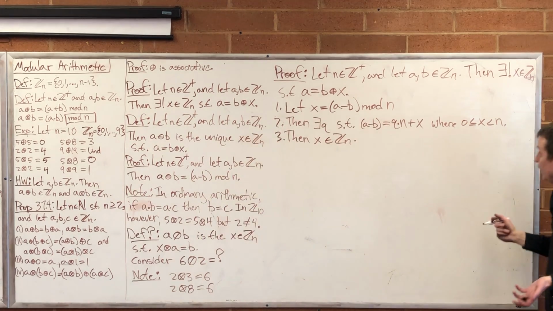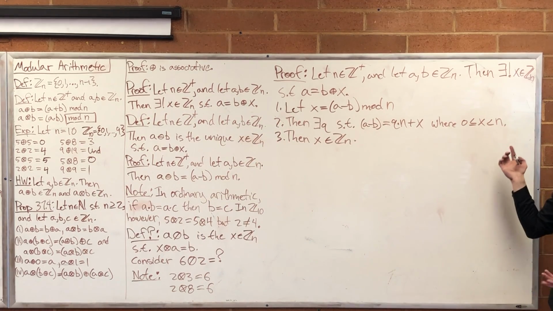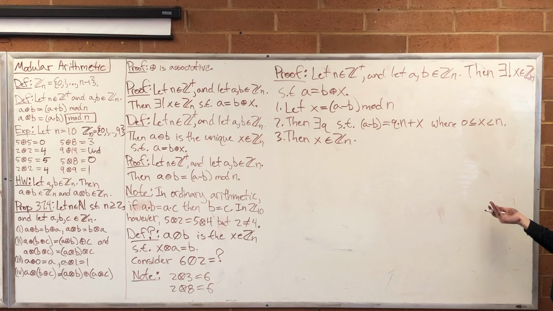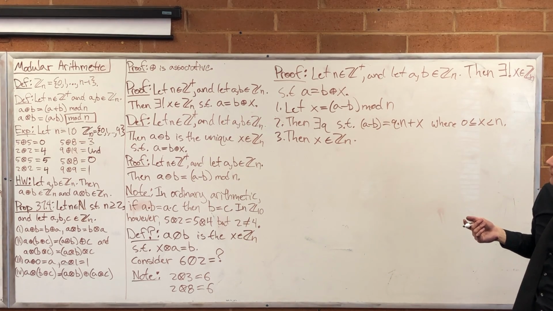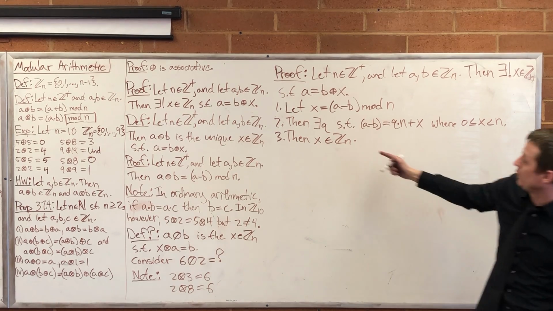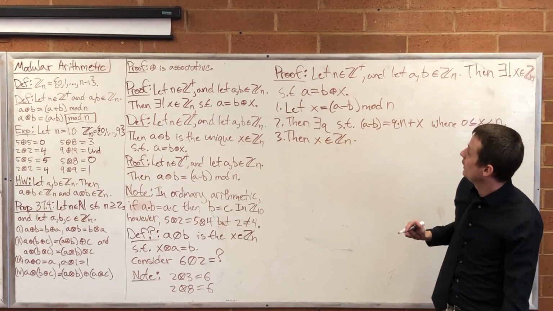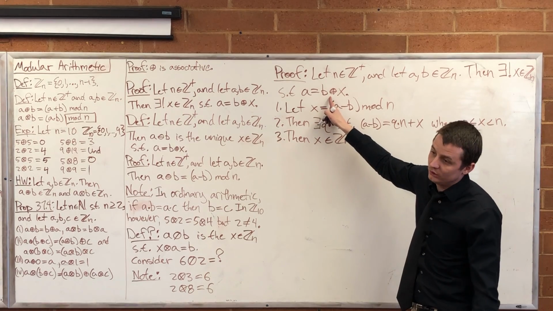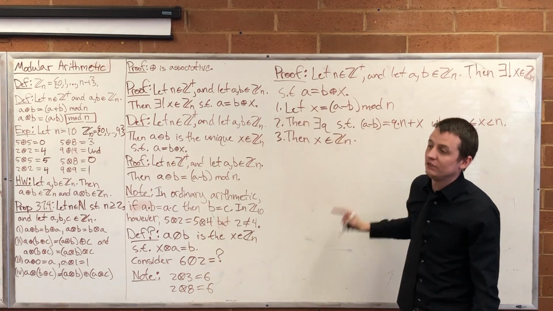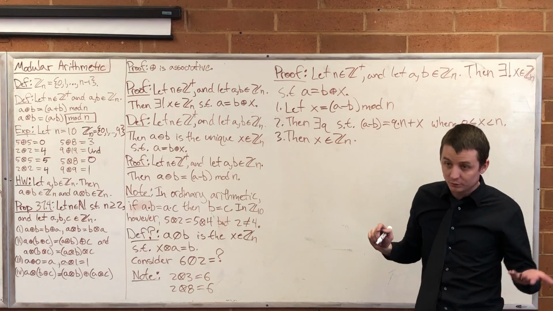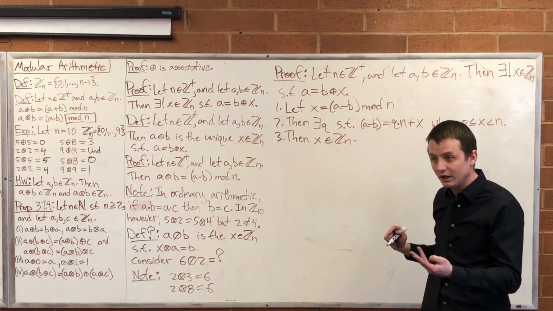Then x is in Zn. It's an integer between 0 and n. That's what Zn is. So we showed that x is a unique thing in there. Now we need to show, if x is equal to this, then it's in there. Now I need to show that x satisfies this equation. And then I need to show if something else satisfies that equation, it's equal to x. So we have 3 steps here.